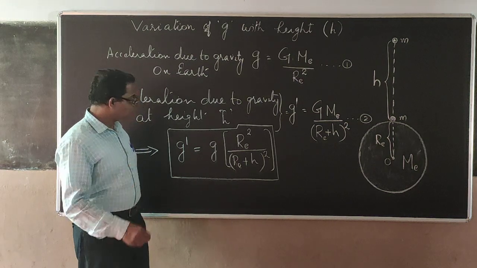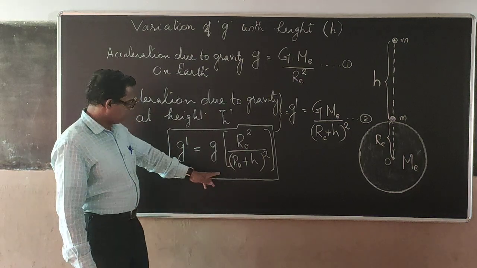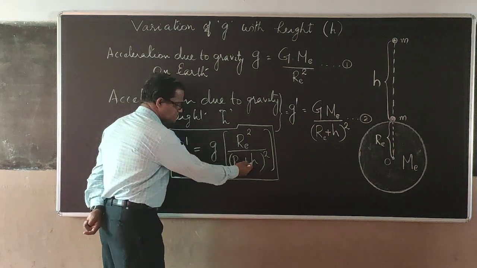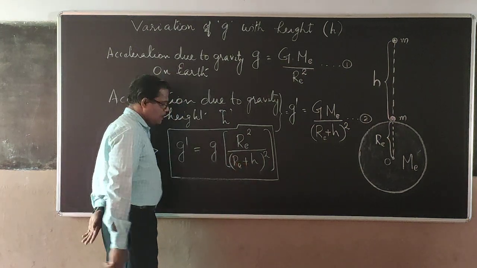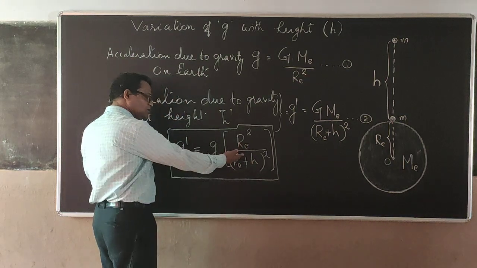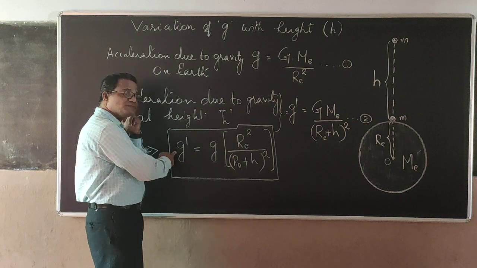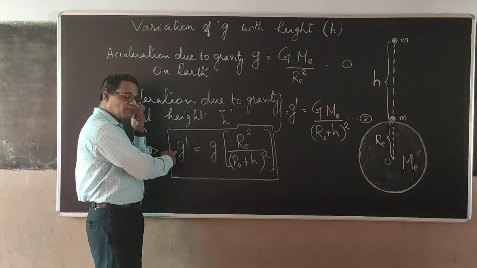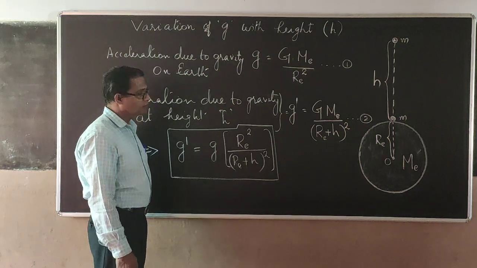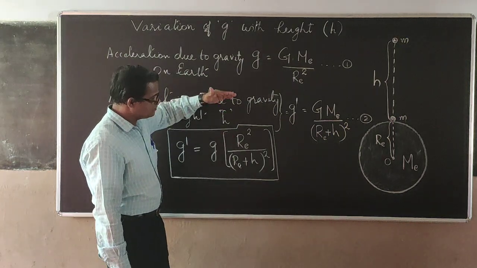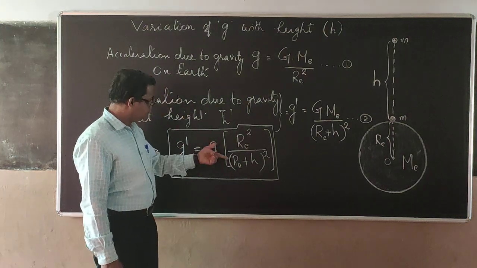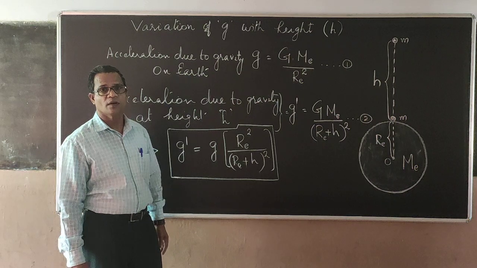Now there is a small problem there. Here RE plus h is coming, therefore we can see as the h increases, RE plus h will be increasing and the denominator altogether increases and therefore value of g prime will be going on decreasing. So as you move away from the surface of Earth, you can find that acceleration due to gravity is decreasing, as per this equation.